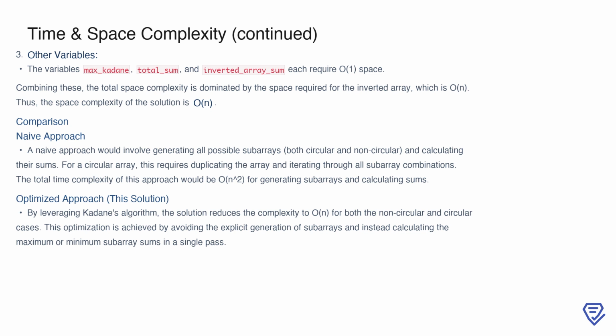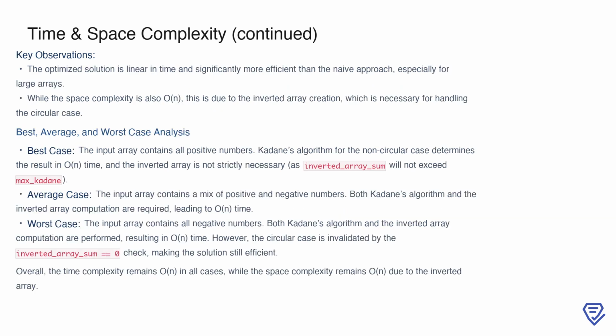By contrast, our optimized solution leverages Kadane's algorithm to avoid explicitly generating subarrays, achieving a much more efficient time complexity of O(n). The key takeaway here is that the optimized solution is linear in time and far more efficient than the naive approach, especially for large arrays. While the space complexity is also O(n), this is primarily due to the inverted array, which is necessary for handling circular cases. Let's now consider how the solution performs under different scenarios.